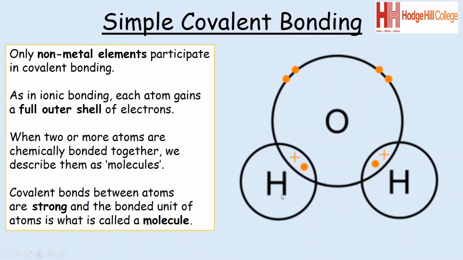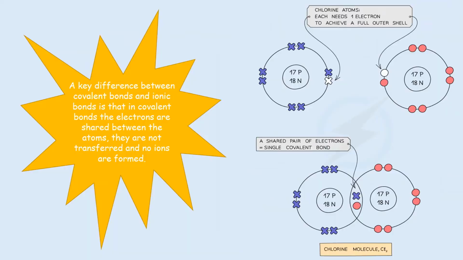which you see here. So two atoms of hydrogen have covalently bonded to one atom of oxygen, and I'll be explaining what this diagram is all about very shortly. Covalent bonds, such as what you see here, between atoms are very strong, and the combined bonded unit of atoms is what's known as a molecule. So remember, covalent bonds form molecules.